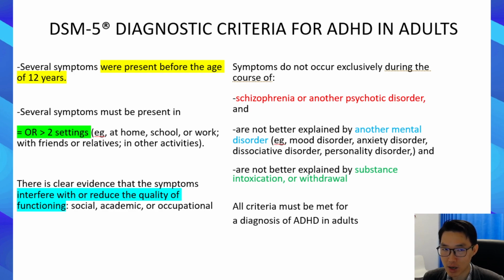the 5 or more symptoms of inattention, 5 or more symptoms of hyperactivity or impulsivity that last equal to or more than 6 months in 2 or more different settings that affect their quality of life. I hope this helps to clarify the symptoms of adult ADHD.